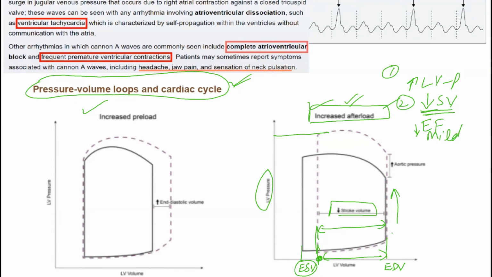Okay, next, what are the changes when we increase the preload? When we increase the preload, there is more volume in the left ventricle, which causes more end diastolic volume. You can see this was the normal, but the new curve is here, going more toward the forward side, that is the end diastolic volume.